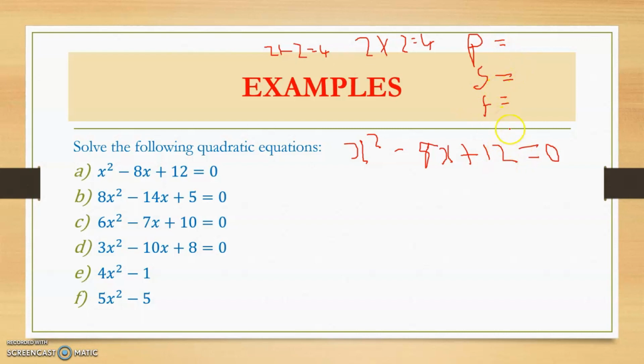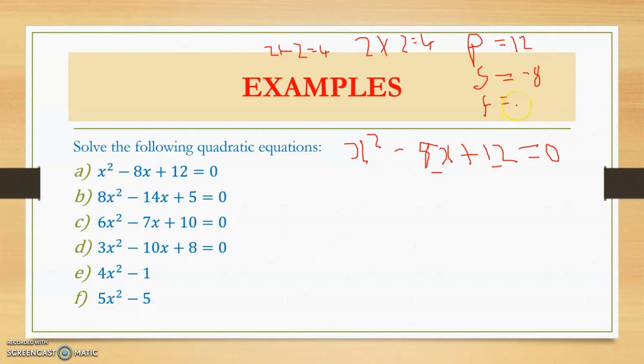So in this case, we need to identify which one is the product and which one is the sum among these terms that we have. The last one here is the product. The first one is the sum. So the product is positive 12. We take note of the sign. Then the middle term is actually negative 8. So that's the sum.